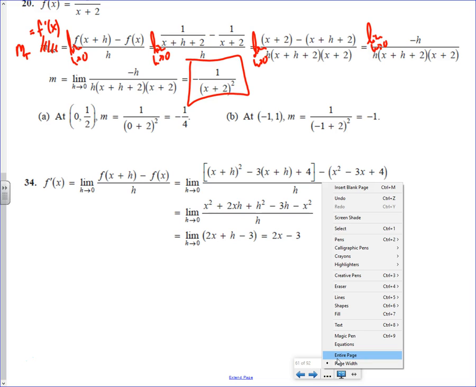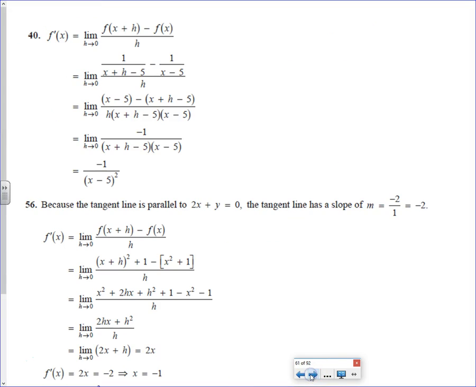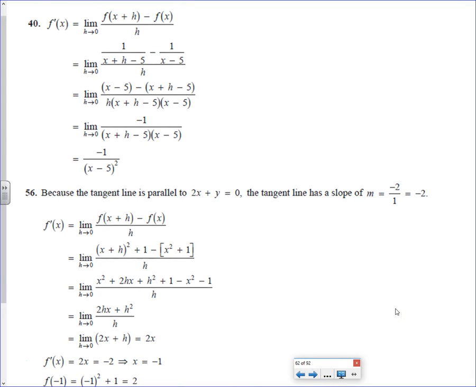Okay. Let's keep going. I think there's another page, yeah? I knew there had to be at least a couple. Number 40 had a complex fraction. How did they do this magical jump? Good. They multiplied top and bottom by the 2 denominators.